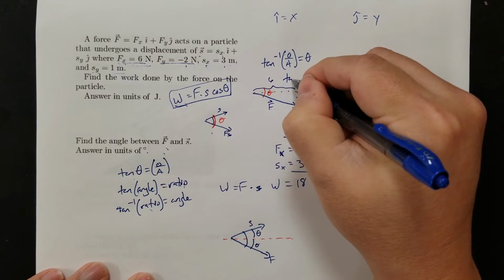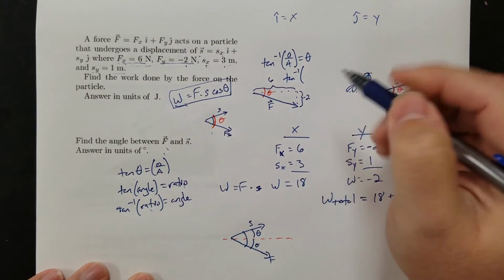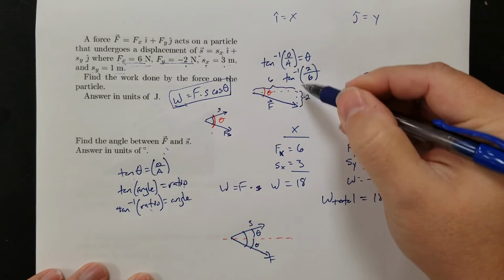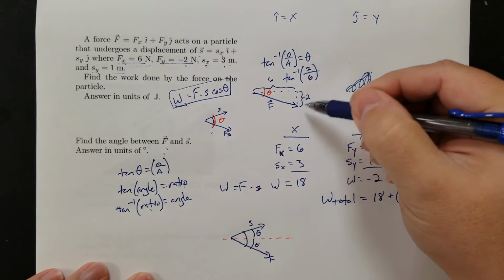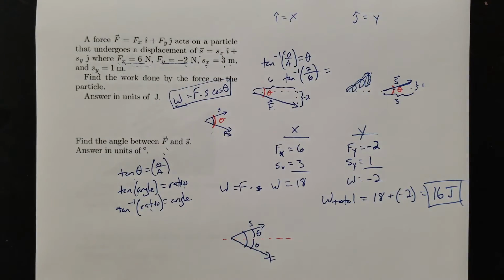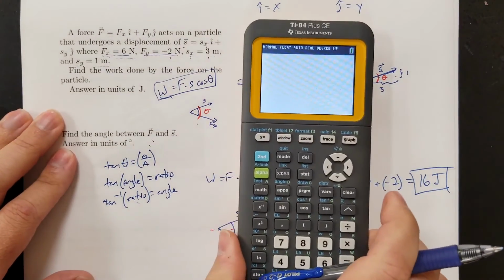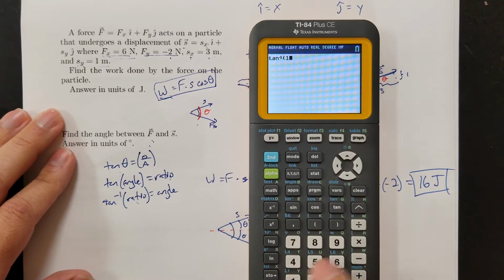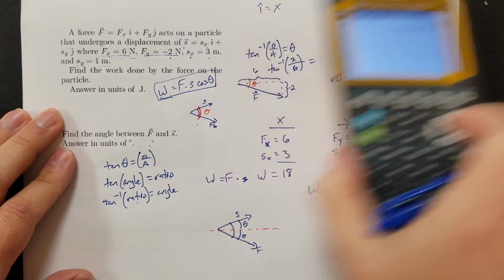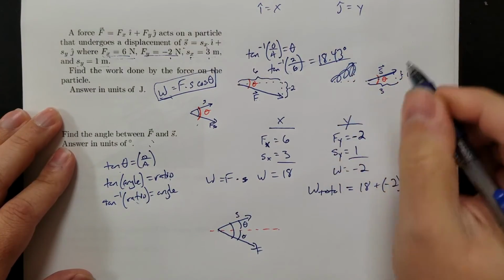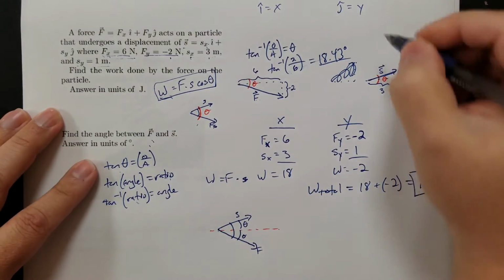So I'm going to take the inverse tangent of 2 over 6. I'm not using the minus because that just signifies the vector direction. The actual length of it is 2. So the inverse tangent of 2 over 6, which is 1/3, in the calculator, second tangent, 1/3, gives 18.43 degrees. So that's that one.